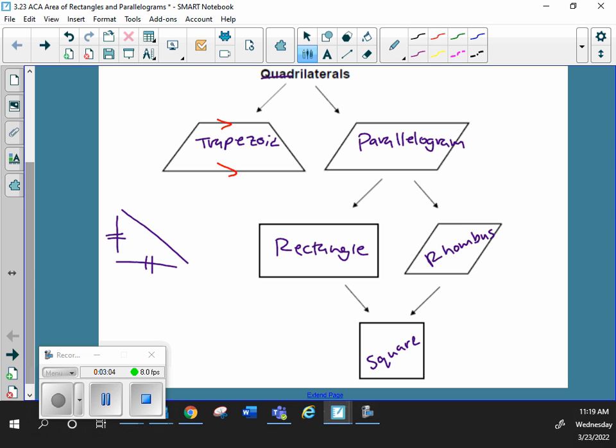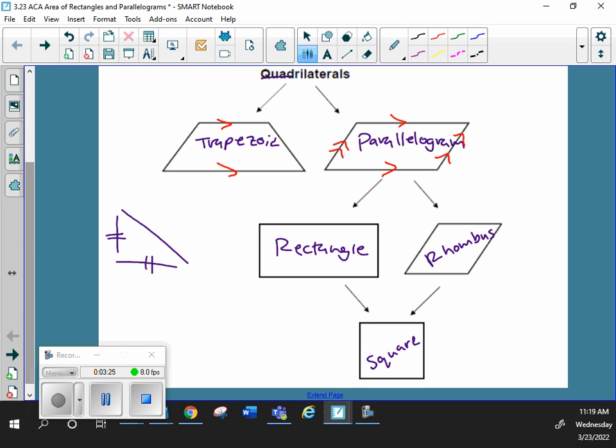Okay. For a parallelogram, again, they have 2 sets of parallel sides. So the top is parallel to the bottom, and then the sides are parallel. Now because the sides are not parallel to the top and bottom, we use 2 arrows to show those 2 sides. Y'all good with that?